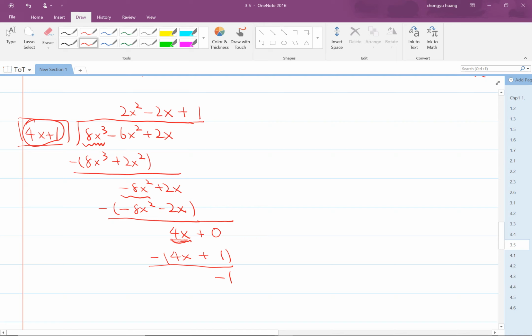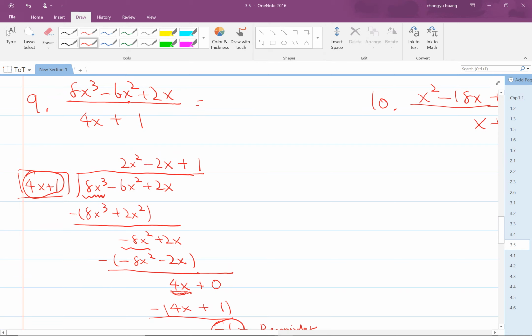right? So over here what we have is 0 minus 1, which is equal to negative 1, and then negative 1 is the remainder, right? As always, you should know how we write the remainder. It's basically this way: 4x plus 1 and then negative 1. So this is going to be the full solution for question 9.